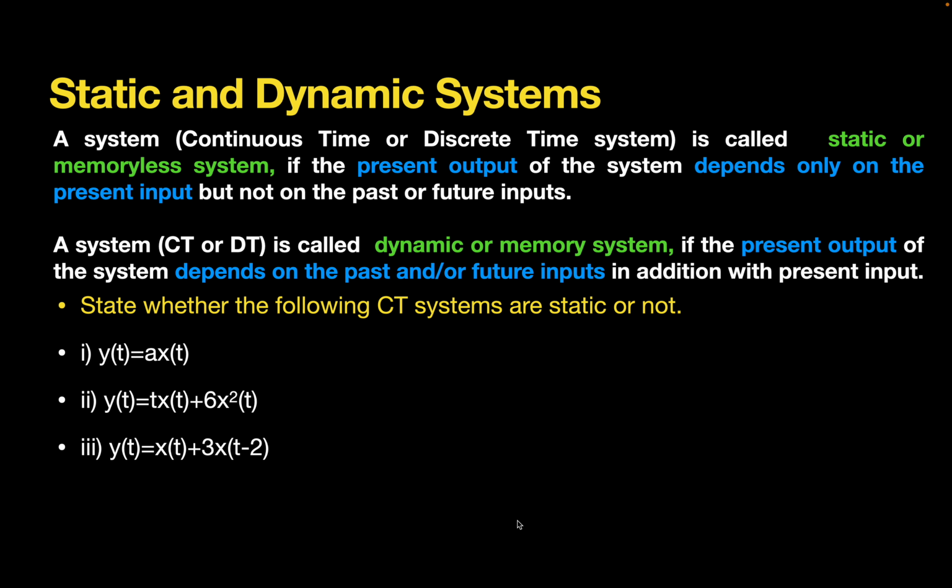Usually a system equation will be given and they will ask you to identify whether the given system equation belongs to a static system or dynamic system. So the system equation will be in the form y of t equal to a x of t. Here are some examples of system equations. Always x of t is the input signal and y of t is the output of the system.